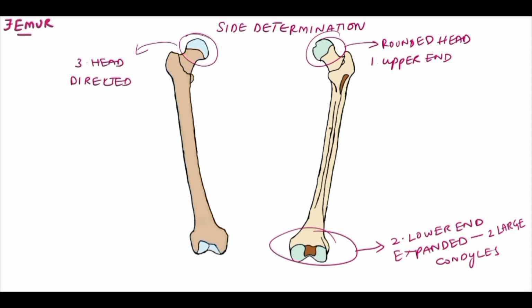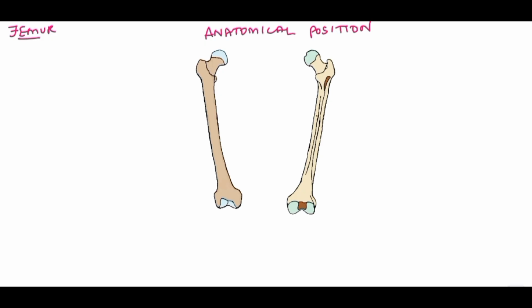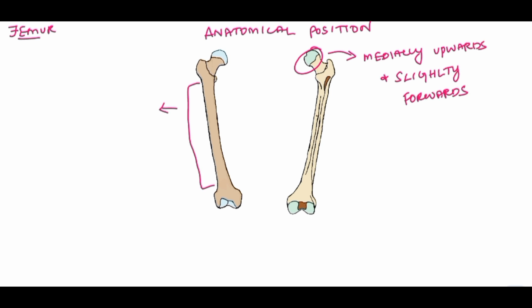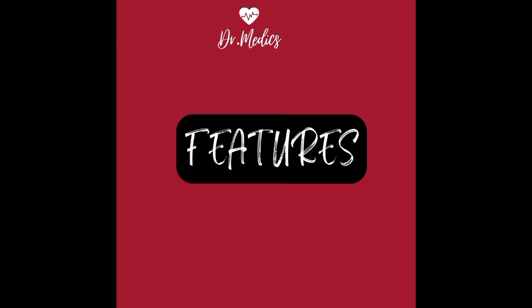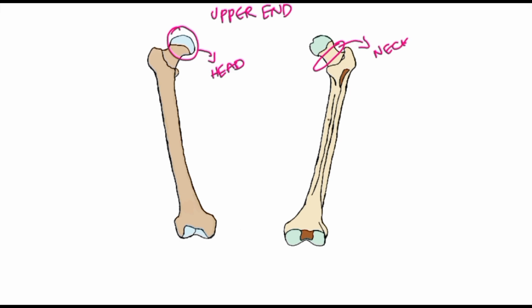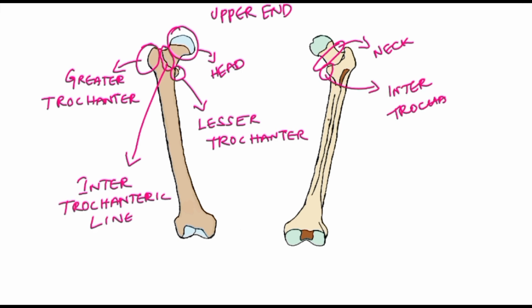The head is directed medially, and the shaft is cylindrical, convex forward. Anatomical position: the head is directed medially, upwards and slightly forward. The shaft is directed obliquely downward and medially so that the lower surfaces of the two condyles of the femur lie in the same horizontal plane. Upper end: the upper end has head, neck, greater trochanter, lesser trochanter, intertrochanteric line, and intertrochanteric crest.